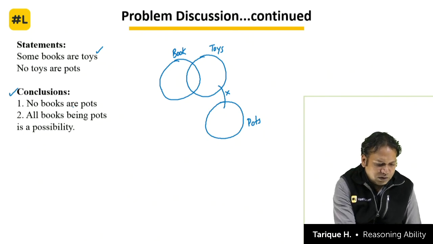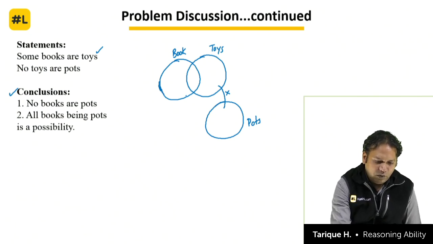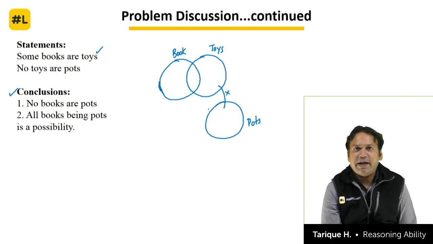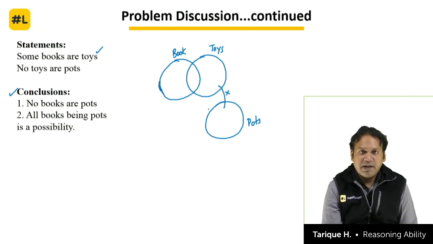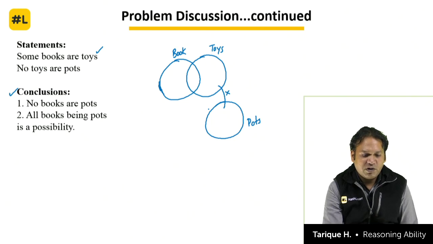Can we say no books are pots? You see here, we can see book here and you see pots here. Say no books are pots. It looks like from the diagram that books and pots are not overlapping. But is that true? Are we going to make negative conclusion, negative statements from the diagram? No. We are not sure about it.